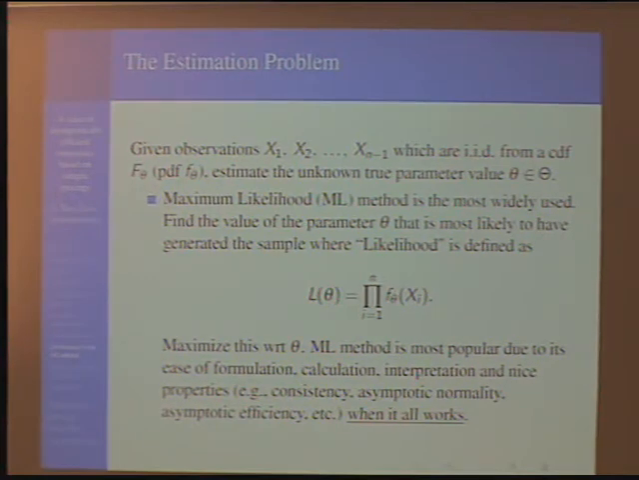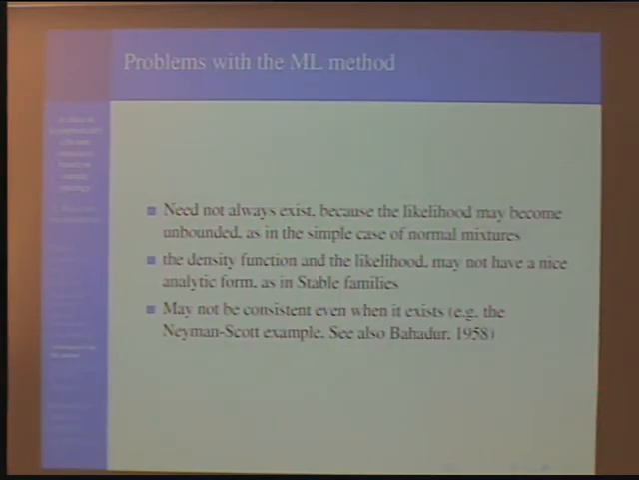For estimation, we usually use the maximum likelihood estimate based on the likelihood L theta. That's typical, and it turns out maximum likelihood estimates have deficiencies. Sometimes the likelihood may go to infinity, like in the case of normal mixtures. Or, for example, the densities may not be available, like in stable families. And in fact, there's a nice paper by Bahadur, and the Neyman-Scott example and other examples, that show the MLEs may not be consistent. So there are issues with MLEs.